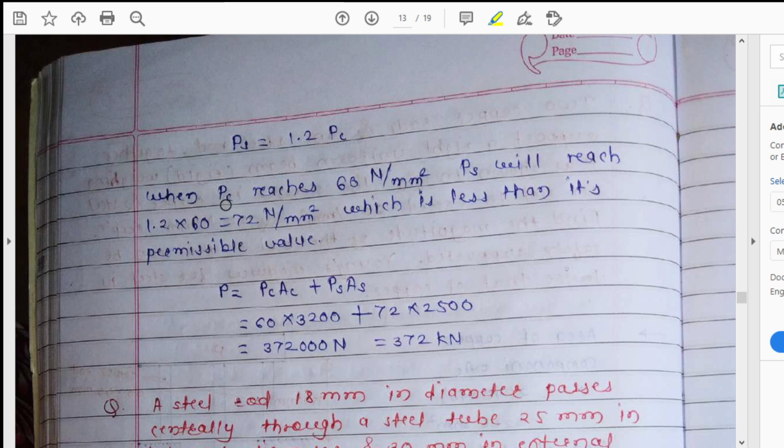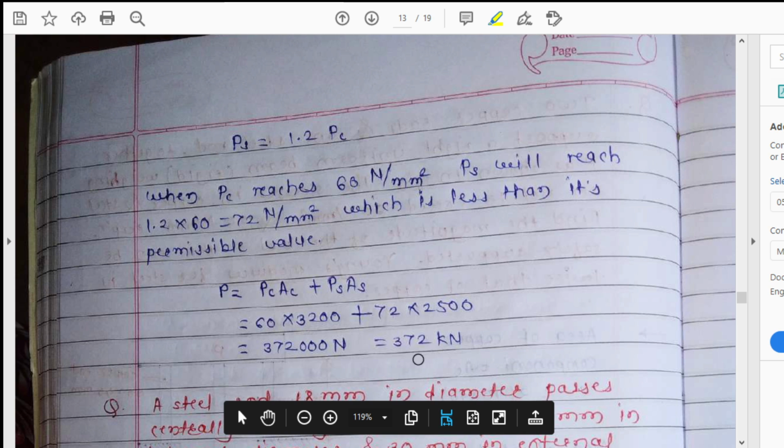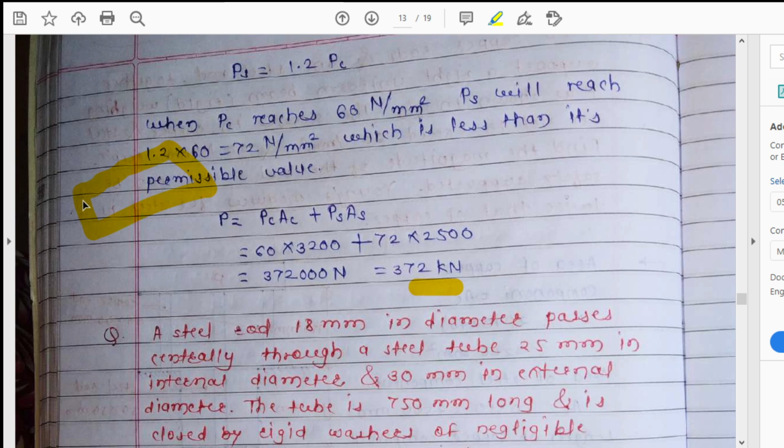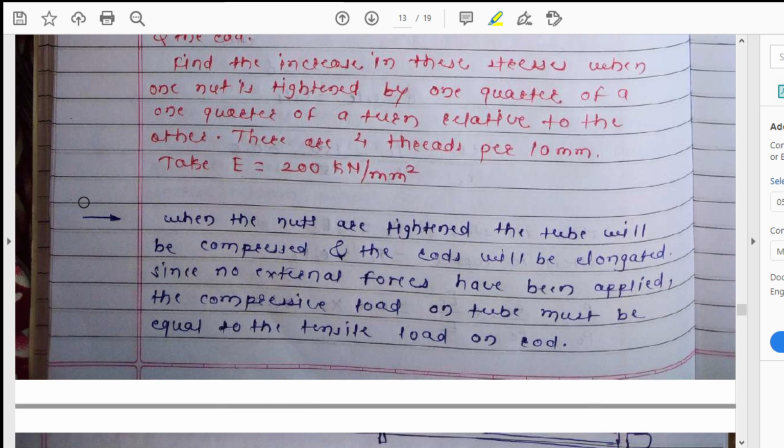When the stress in copper reaches 60 newtons per mm square, the stress in steel will reach 72 newtons per mm square, which is less than the permissible value. So the safe total load is the summation of both steel and copper stresses times area. So 372 kilonewtons of load is safe for this type of composite section, where the steel rod is embedded.